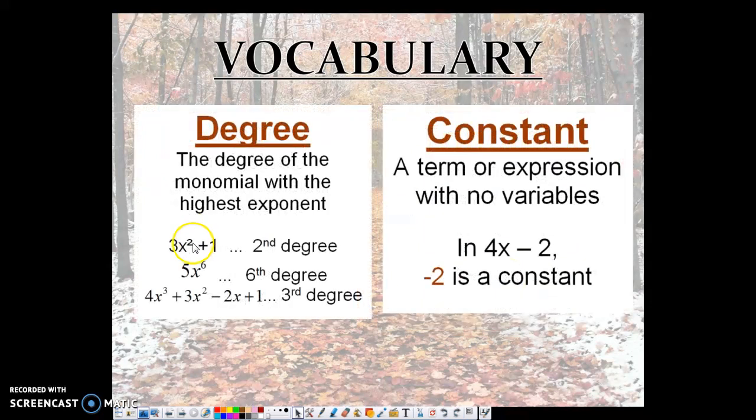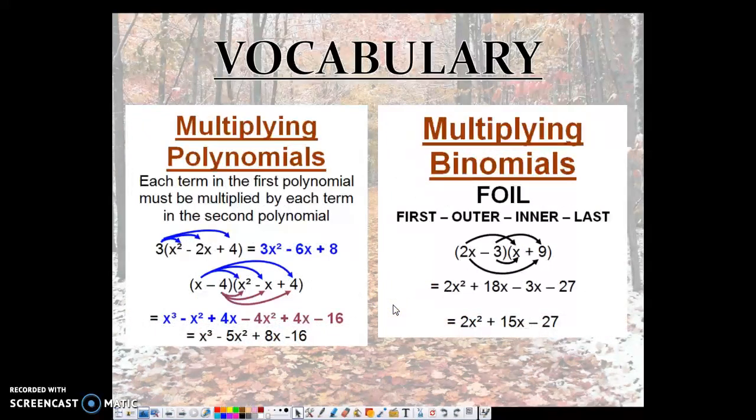The degree is the highest exponent. So this is to the 6th degree, to the 2nd degree, to the 3rd degree. A constant is the term without a variable, so the constant here is -2. Multiplying polynomials, remember this term needs to multiply to everything inside. And here both of these terms need to multiply by everything inside. FOIL stands for first, outer, inner, last. So that's your steps you can use to multiply.